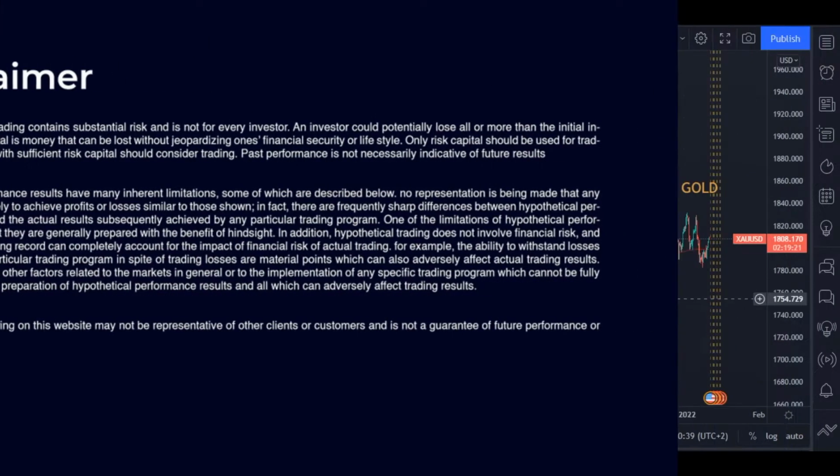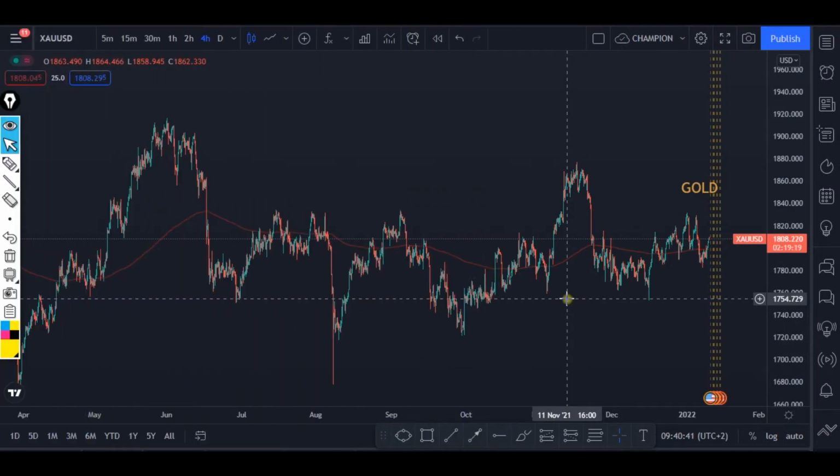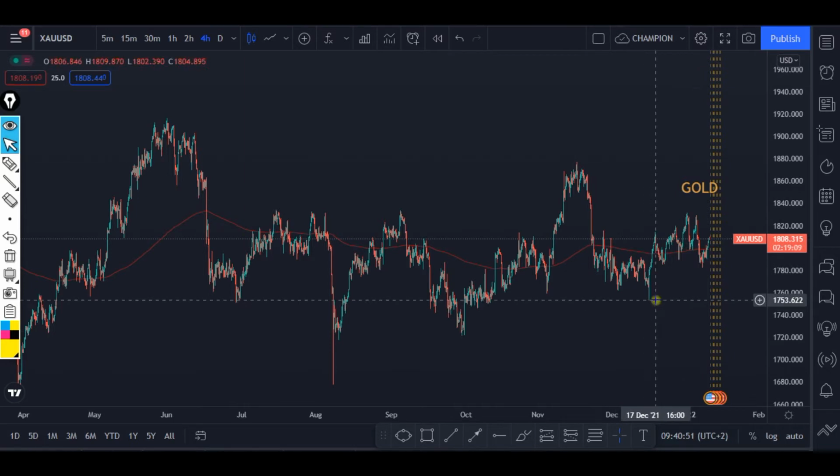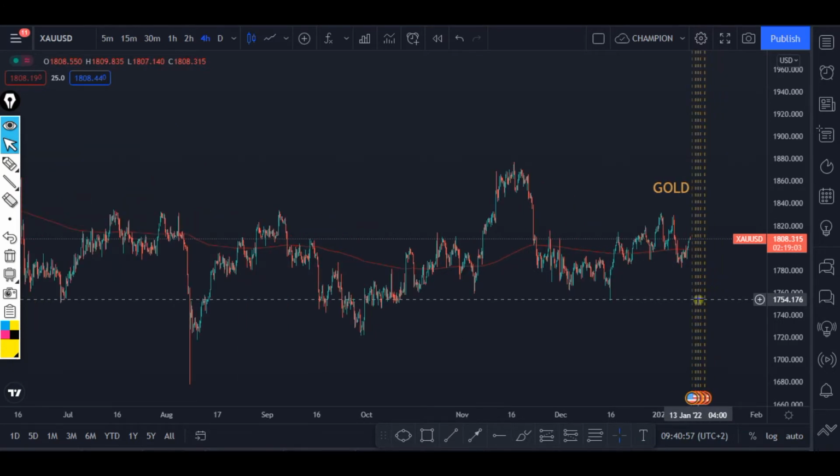Ladies and gentlemen, on today's analysis, we're gonna start with gold. On gold, there's a lot that has been happening ever since this week started. Don't wanna lie, we have seen some moves happening since we can see where the price action is at.